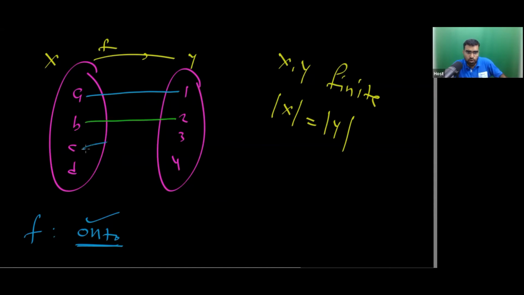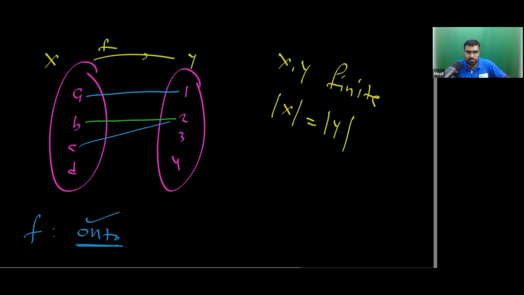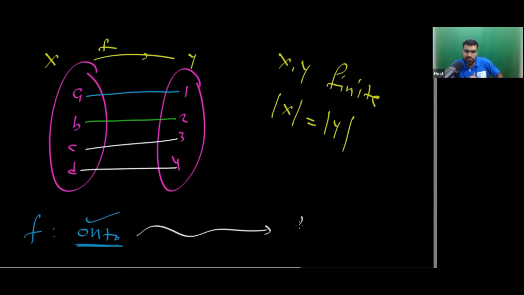Now, if you do this, see, what will happen? Again, you cannot create an onto function because there are fewer elements here and more elements here. So again, you cannot create an onto function. Finally, you can notice that this is the only way. So if you create onto, then automatically it will be 1, 1.